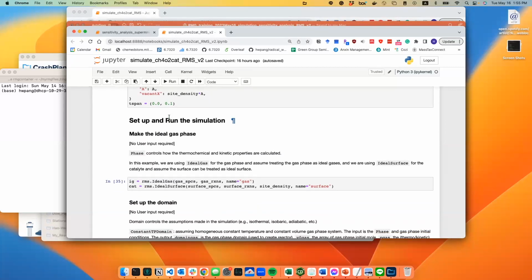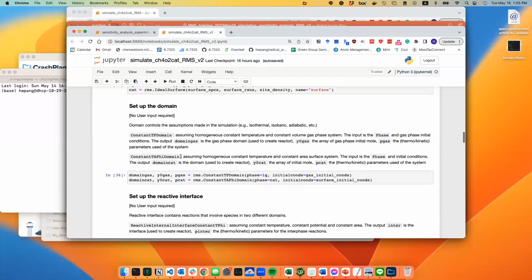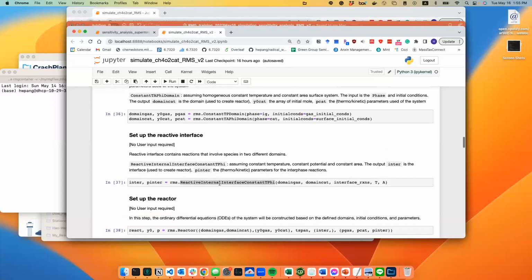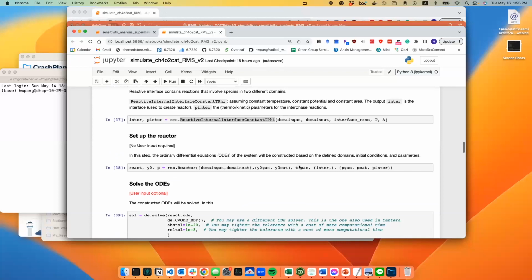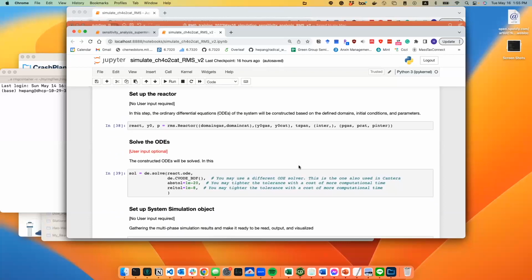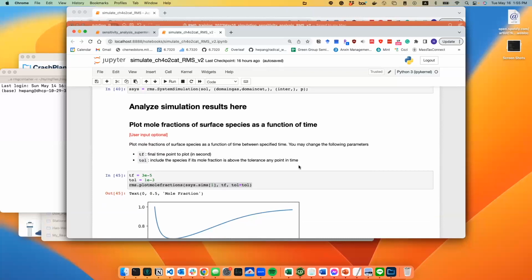And we will do the same thing. First, we select the phases. It has ideal gas, ideal surface, and we set our domains which control the assumptions we make. As I said before, we are using a constant temperature and pressure domain for the gas, and we're using a constant temperature and area domain for the surface. We add one thing for the interface reactions, and we say that reactor, we solve the ODE, do the same thing as before. And we just use the same functions that we used yesterday to analyze the result.